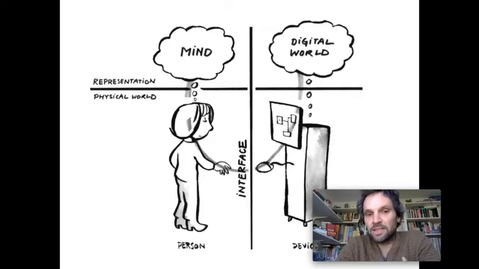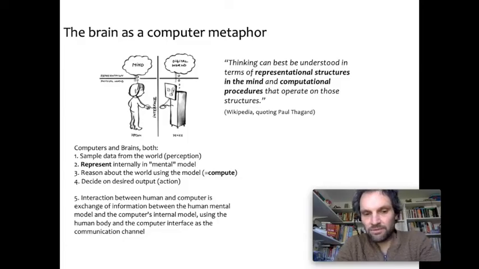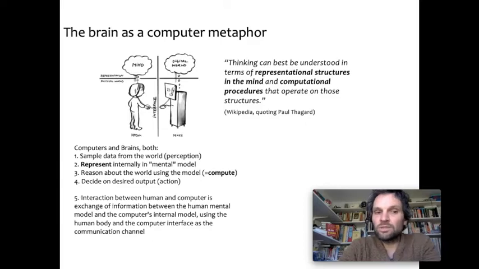And in a way we can say a human being is like a computer. That's exactly what cognitive scientists were saying at the time that these human-computer interfaces were starting to become more commonplace. So first, both computers and brains are assumed to sample information from the world. So you look into the world and you get data from the world. We call this perception. Information goes into our system.